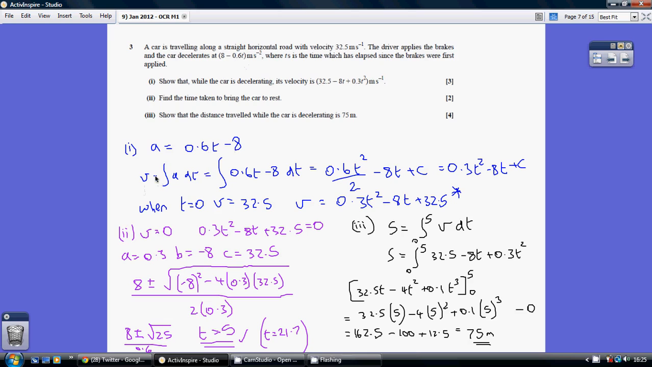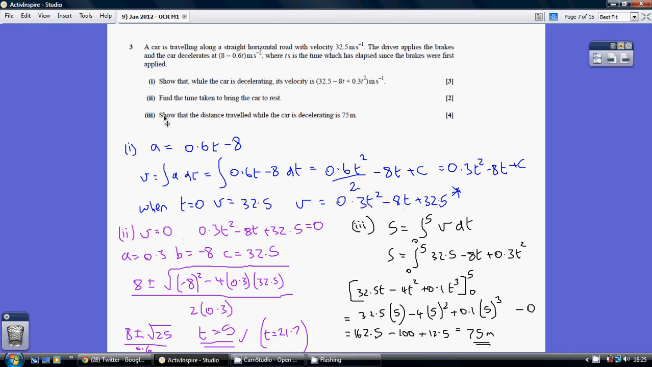Now v, we get the velocity when we integrate the acceleration with respect to t. So we integrate this: we add 1 to the power, divide by the new power, giving us this. Of course we have an unknown constant c, however we are told when t is 0, v is 32.5, allowing us to realise that c is 32.5, so our velocity is this, as required.